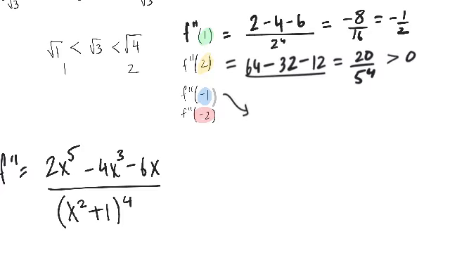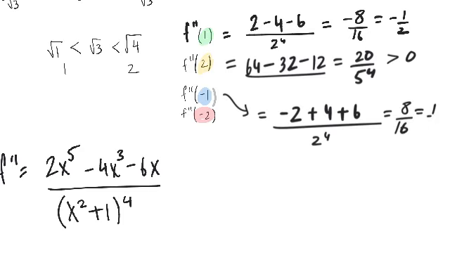Let's do negative 1. So f double prime of negative 1 is going to be negative 2 plus 4 plus 6 over 2 to the fourth, right? So this is going to be 8 over 16. It's going to be positive 1/2.